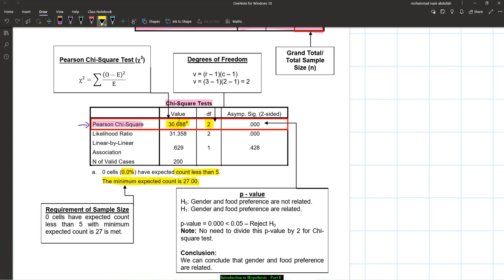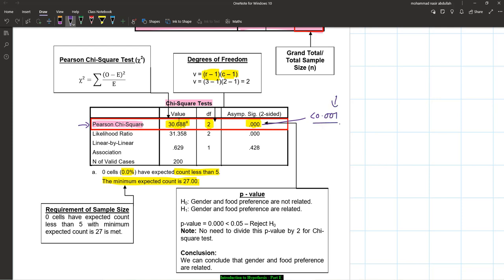So this is the degree of freedom. The degree of freedom is obtained from the number of rows minus 1, multiplied by the number of columns minus 1, right? This is the p-value, right? Usually in the newer version, they will not show a p-value of 0.000. They will show less than 0.001, right?